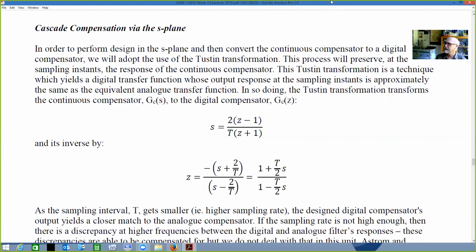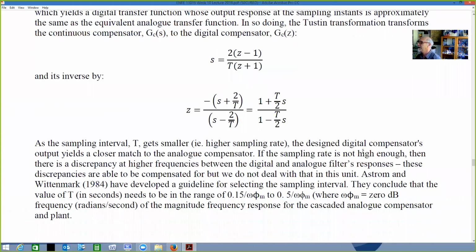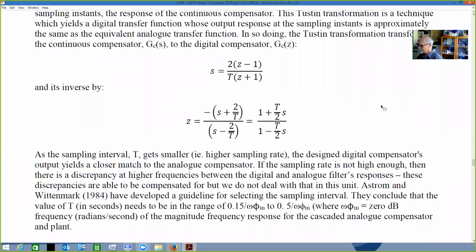So, this is the particular transformation process. We've seen this before. As the sampling interval gets smaller, that is a higher sampling rate, the designed digital compensator's output yields a closer match to the analog compensator. If the sampling rate is not high enough, then there is a discrepancy at higher frequencies between the digital and analog filter's responses. These discrepancies can be compensated for, but we don't deal with that in this particular unit.